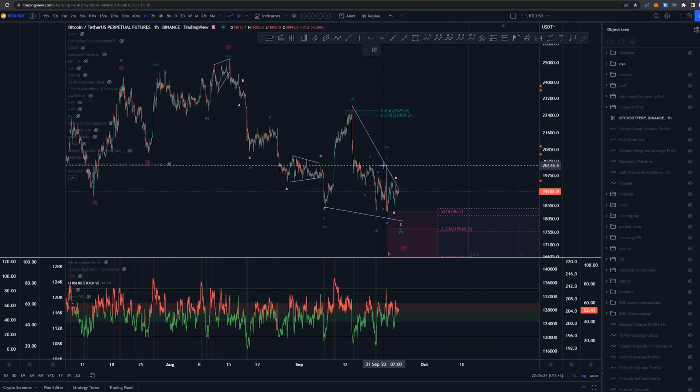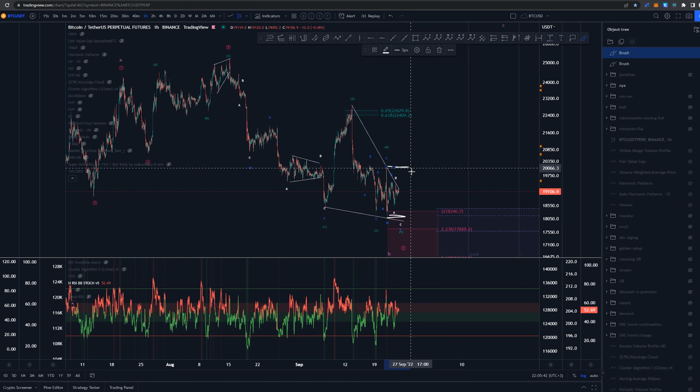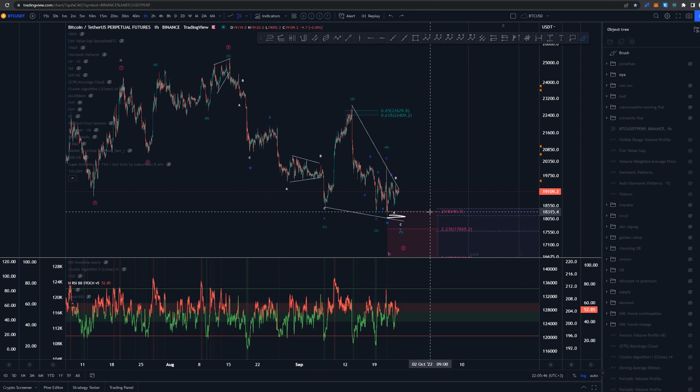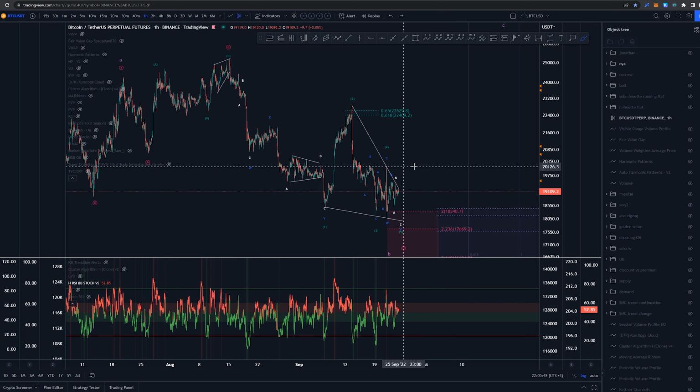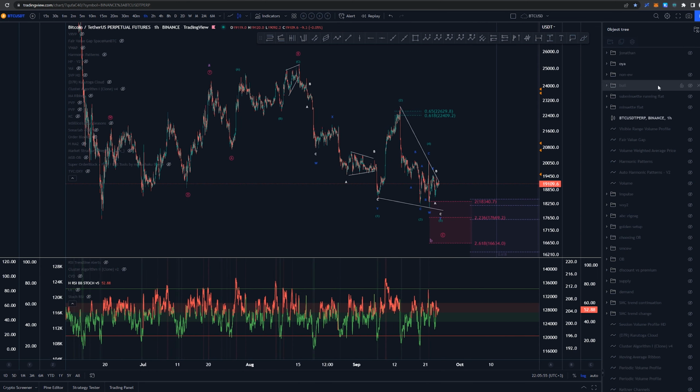The significant areas overall is this high over here around the 20k, and the significant low again around the 18k area. So once one of these pivot points, or one of these lines basically break, then we can be confirming one count more likely than the other, right? So we basically have to be a bit patient here.